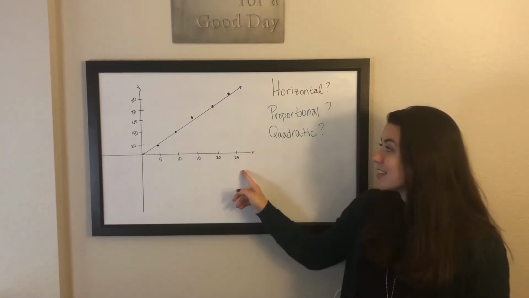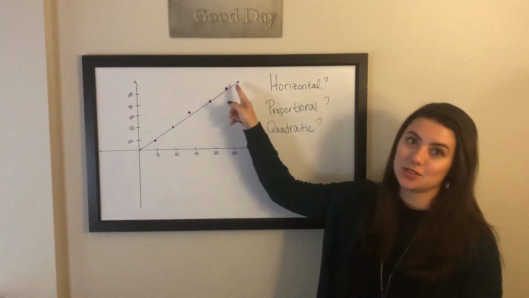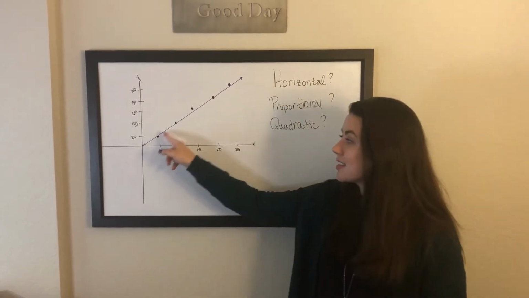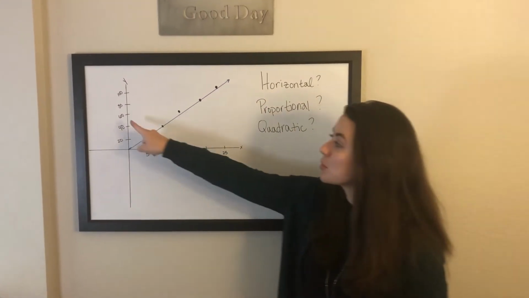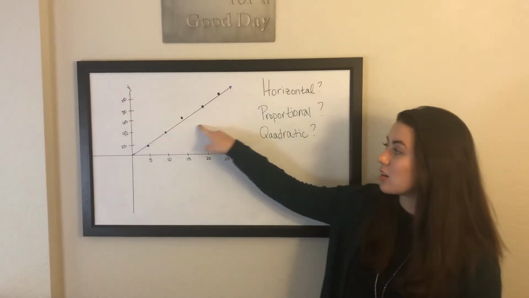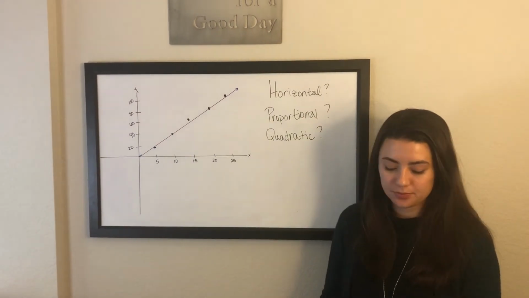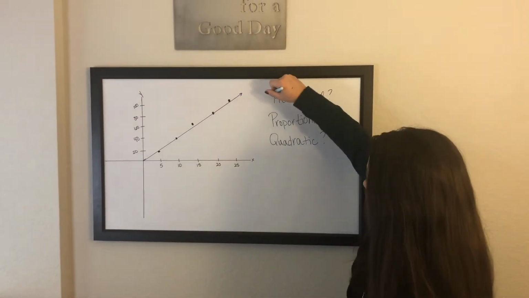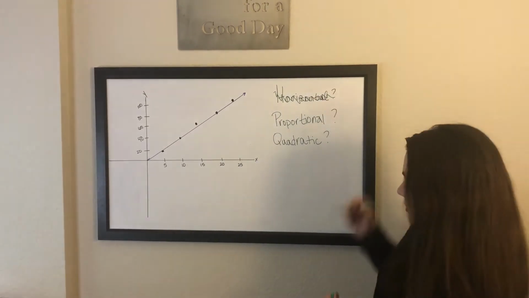So if we look at this, this is not a horizontal line. This has a positive slope, it's going up. If it was horizontal, it would just be a straight line across. And that's not what we have here. So this is not a horizontal line.